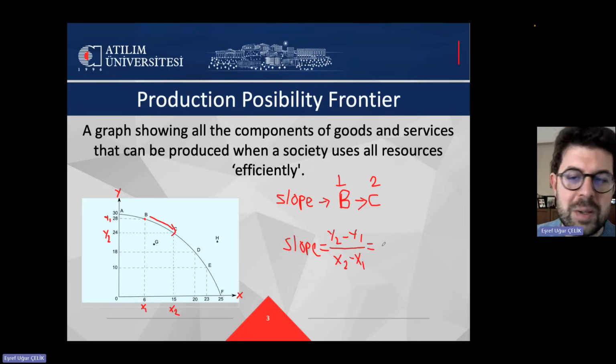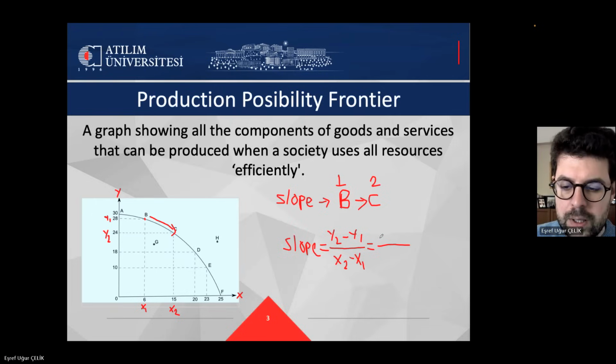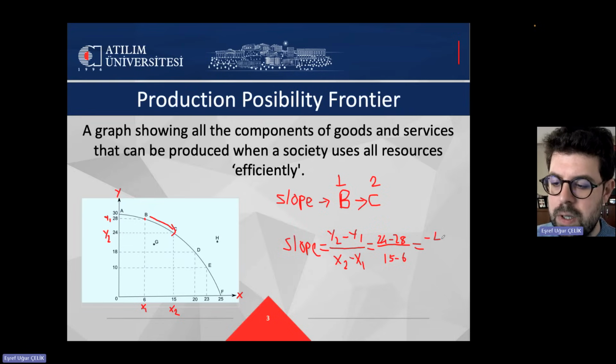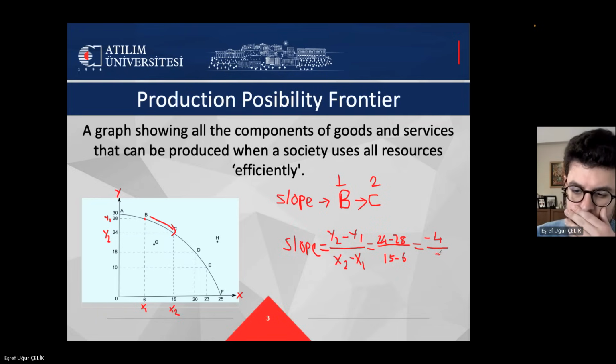I'm going to write slowly because it's really hard using the mouse. I forgot to take my pen, sorry about that. So 24 minus 28, divided by 15 minus 6. So minus 4 divided by 9. So the slope formula goes like that.